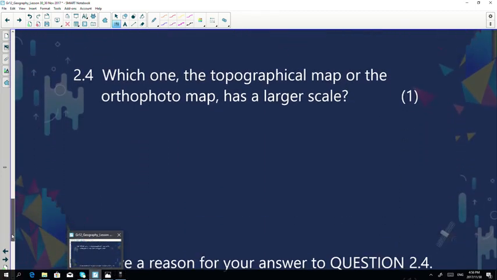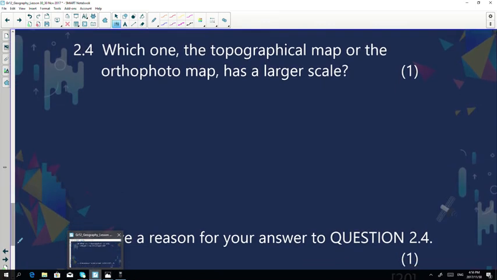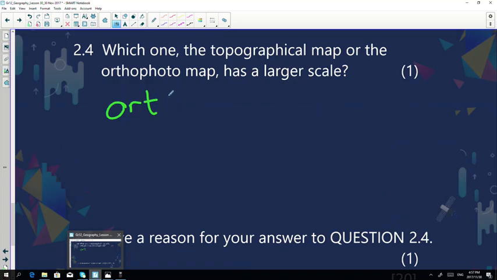Which one, the topographical map or the orthophoto map, has a larger scale? Now that's quite simple. If you think of a topographical map, 1 to 50,000, orthophoto 1 to 10,000. So in reality, what does it mean? The orthophoto has only been reduced 10,000 times. The topographical map has been reduced 50,000 times. So obviously, which scale is bigger? The orthophoto.